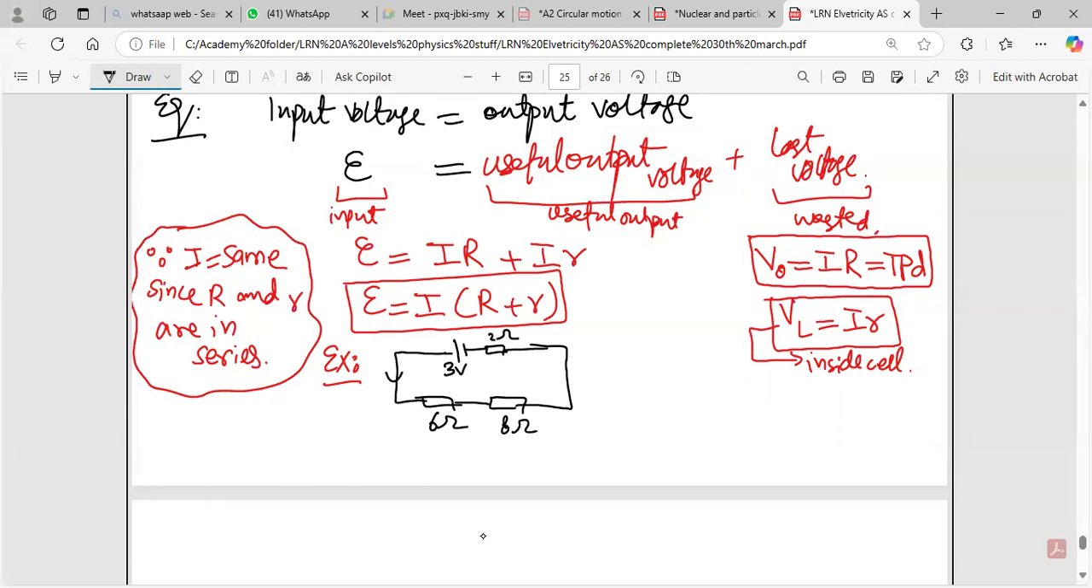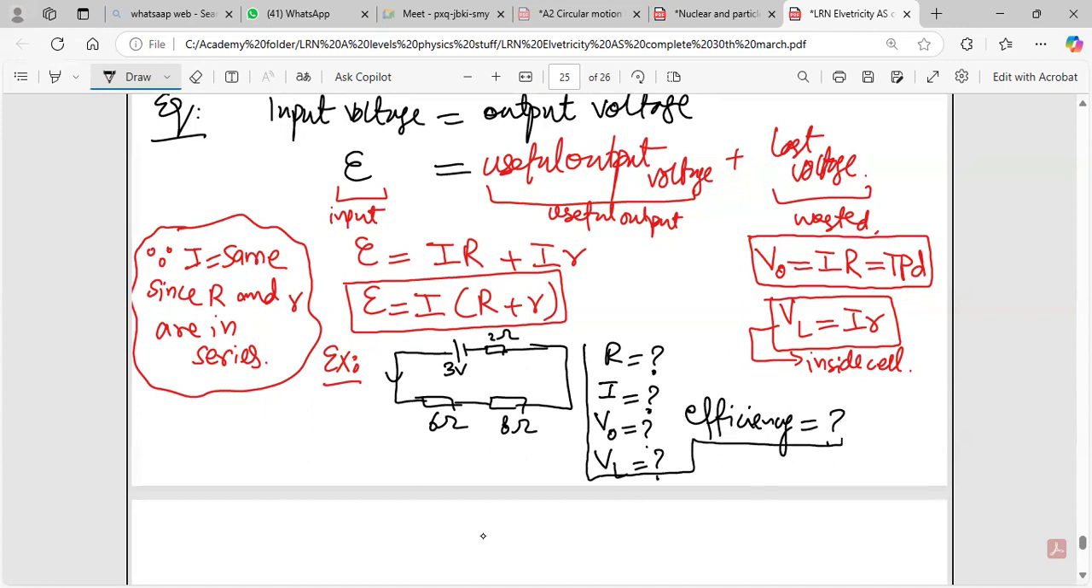Now, what you have to do is find how much is the total resistance, how much is the total current, how much is the useful output voltage, how much is the lost voltage, and how much is the efficiency of this cell. Can you try solving this question?